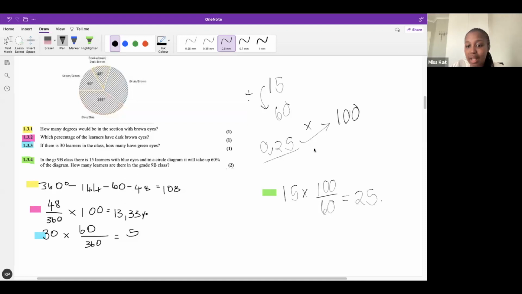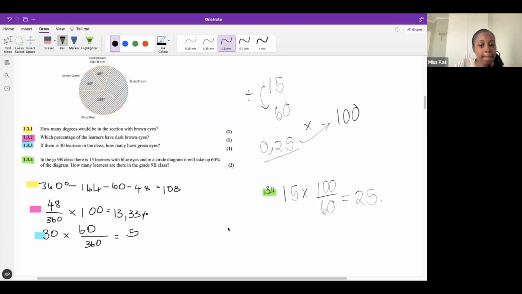Hello, ma'am. I wanted to find out something about 1.3.4. I read the question again, and they said that they have 15 learners with blue eyes. And in a circle diagram, it will take 60% of the diagram. Yes.